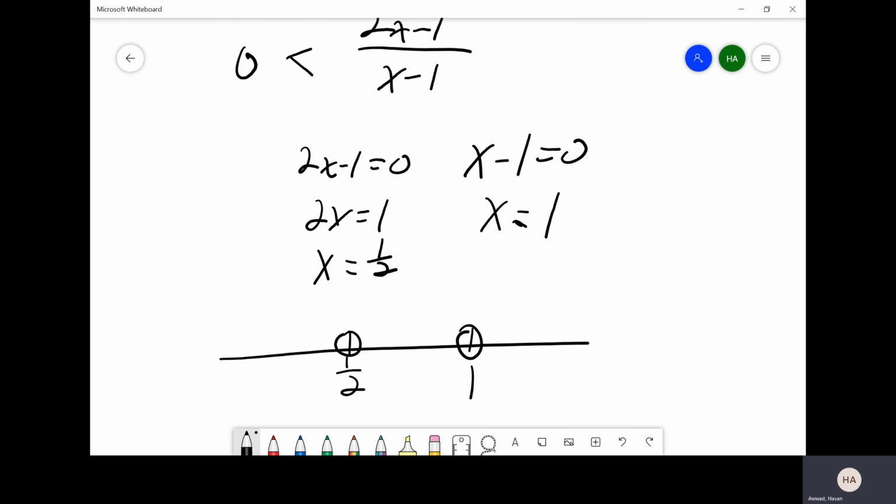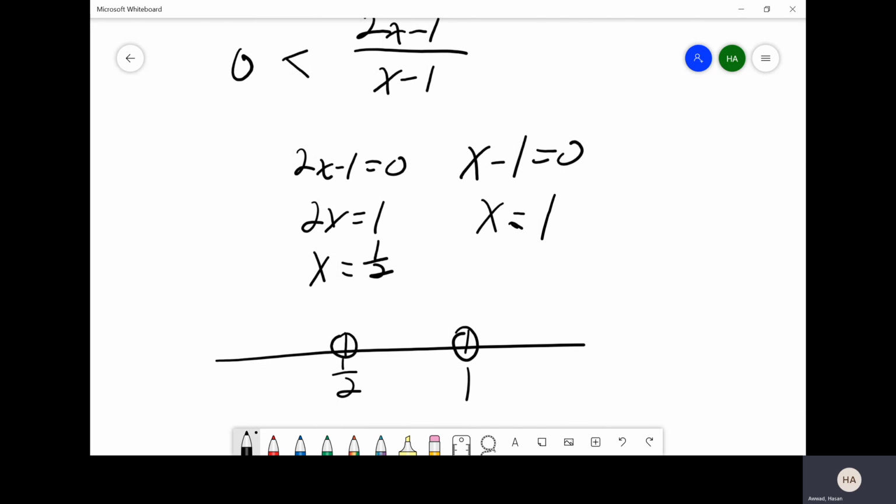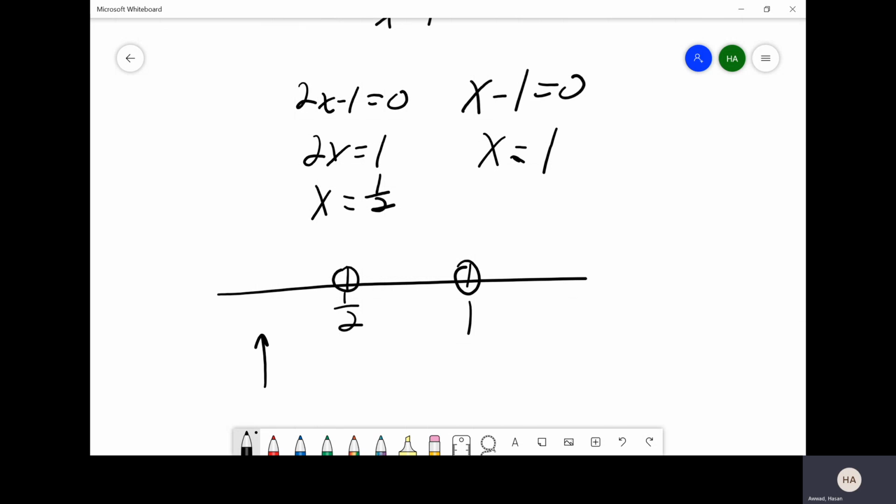Because if we plugged in a half, we would get 2 times a half, which is 1, and then 1 minus 1 up top is 0 at the top of the fraction. And then we would get 0 is less than 0, and that's not correct. So now all we have left to do is test points, right? So the test point that I'm going to pick for here, and for here, I'm going to pick 2.